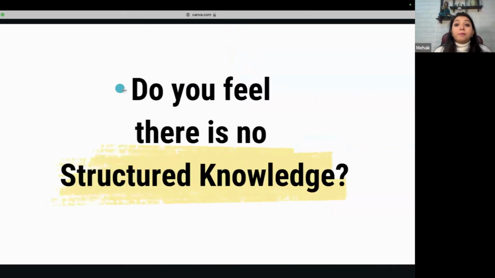Now, the problem was there is so much information on the internet, but there was no structured knowledge. Somebody saying take Karela juice. Somebody saying eat jamun beej. Somebody saying fennel seeds. Somebody saying methi seeds. What should one do? There is no structured knowledge. How many of you feel there is no structured knowledge? If you feel so, type NSK in the chat box. Great. Thank you so much.